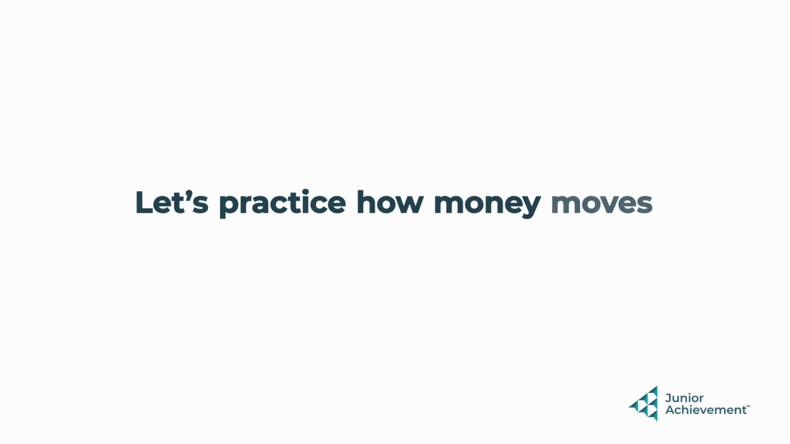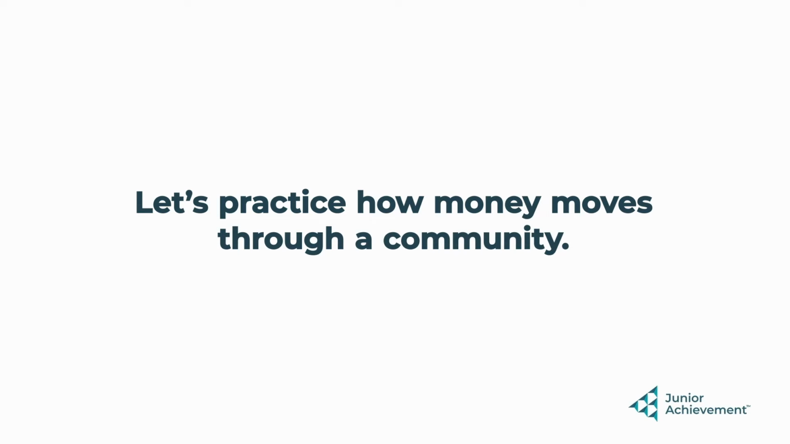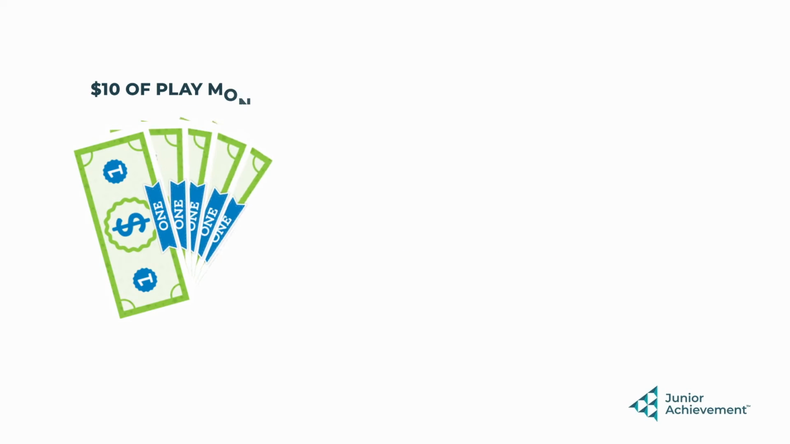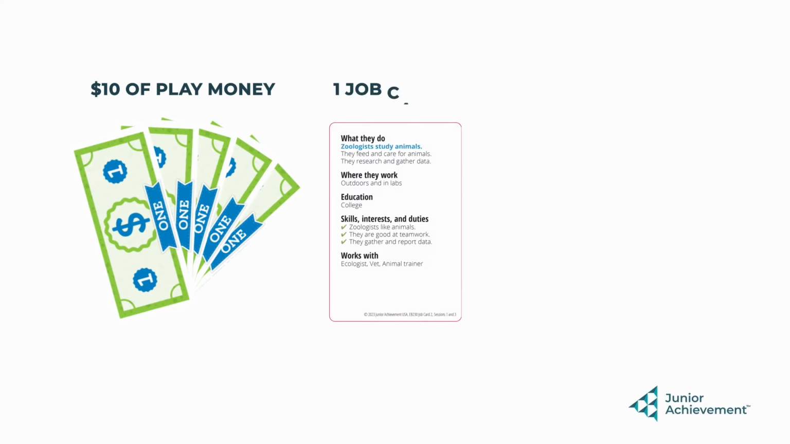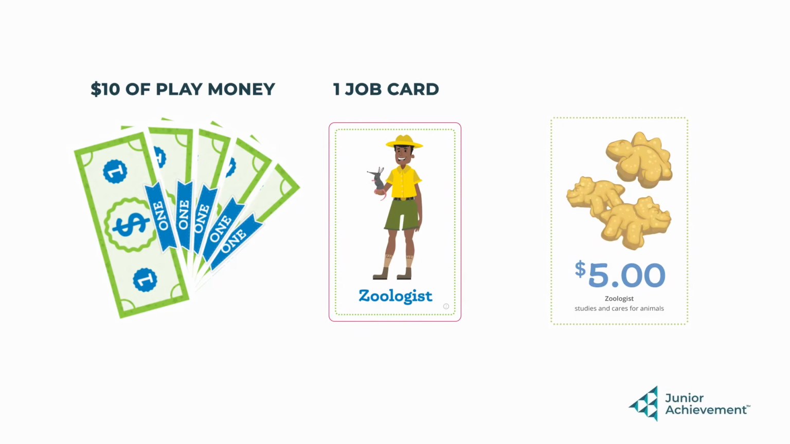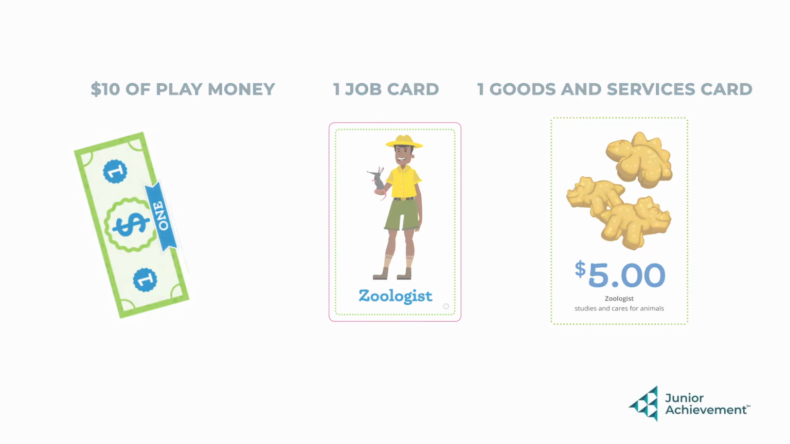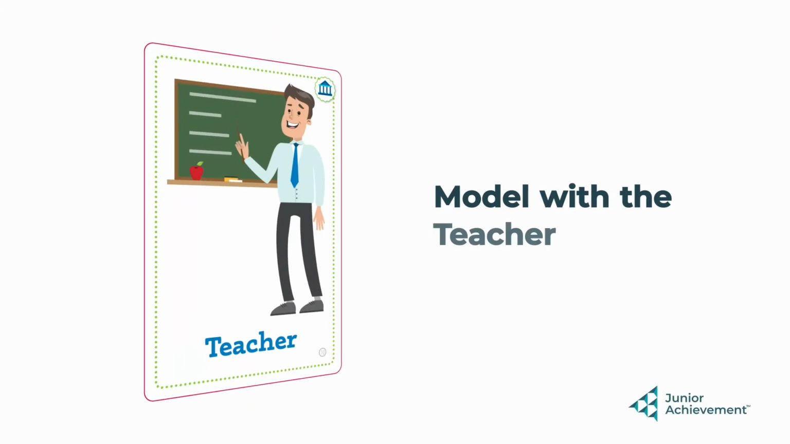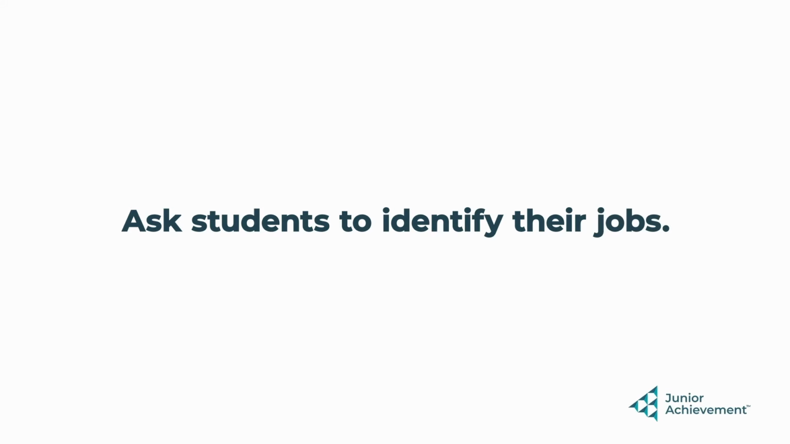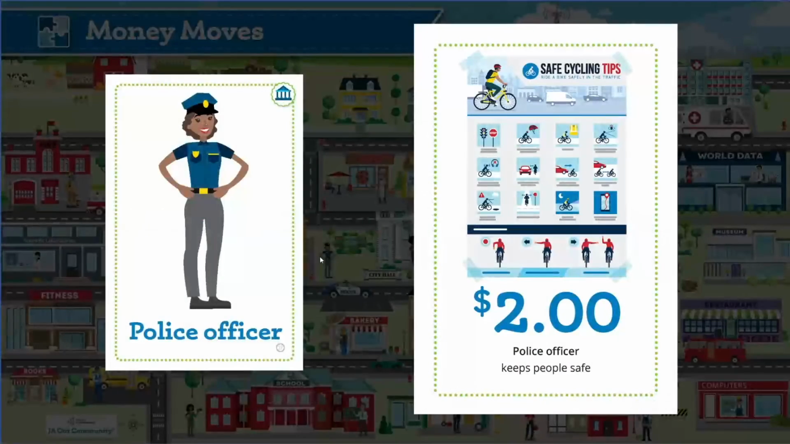Introduce this activity by explaining that you will practice showing how money moves through a community together as a class. Distribute $10 of Play Money, a job card, and its matching goods and services card. Demonstrate how students will identify their own job and good or service and how much they will be paid by modeling with the teacher job card. Ask a few students to identify their job by holding up their cards or reading from the interactive map. Use the discussion questions in the guide to engage students with their jobs and cards.